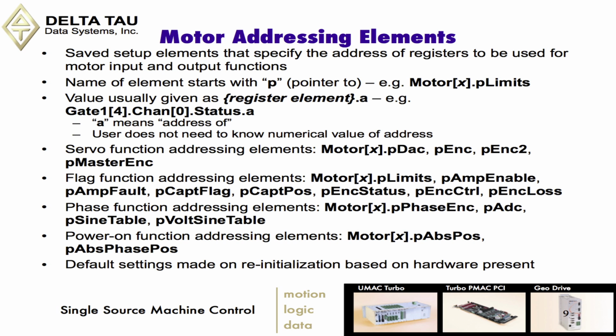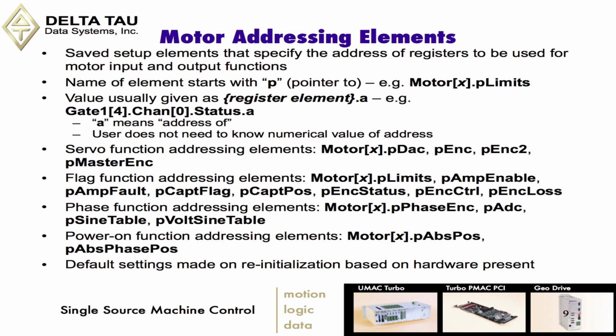And the value is always given as a register element name dot a. It is possible to give it a direct address value if you wanted to, but normally there's no need to do that because there is a structure element name for the address that it should take on. So in this case, we could use Gate1[i].Chan[j].Status.a. The a means the address of.